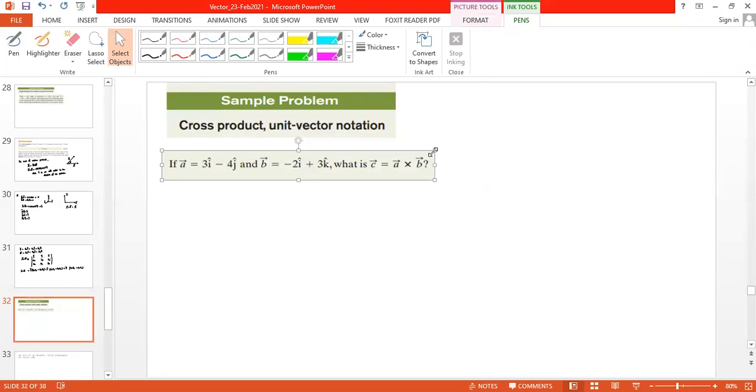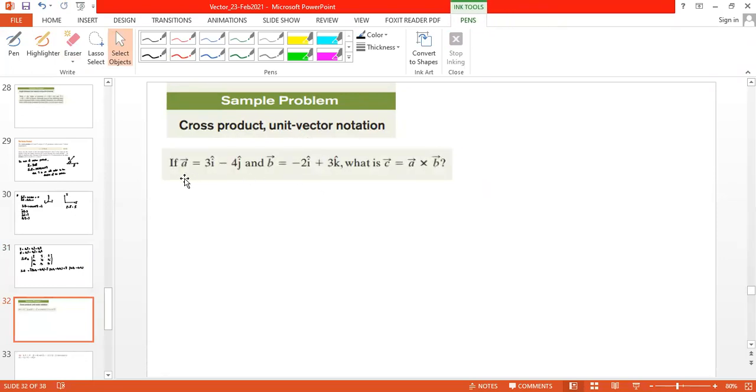Can you see this thing? A vector a equal to 3i minus 4j, and the other vector b is minus 2i plus 3k. So when I'm writing this, that means two vectors are given to me. One is a equal to 3i minus 4j, and the vector b is basically equal to minus 2i plus 3k. And I have to find out the value of a cross b. What do I have to find? I have to find out the value of a cross b. This is small b.